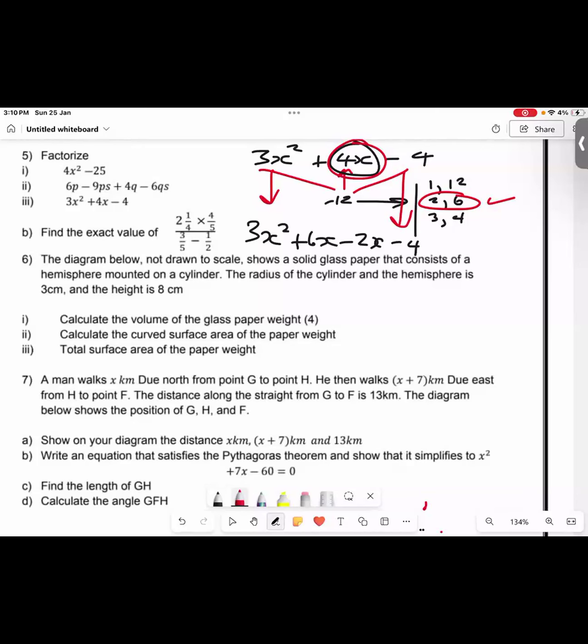Now, which technique did we earlier discuss that when you see that amount of terms, it represents that technique? We have 4 terms in front of us. Which method is required here? Grouping. Very good, grouping. So we're going to go ahead and place it into groups of 2.